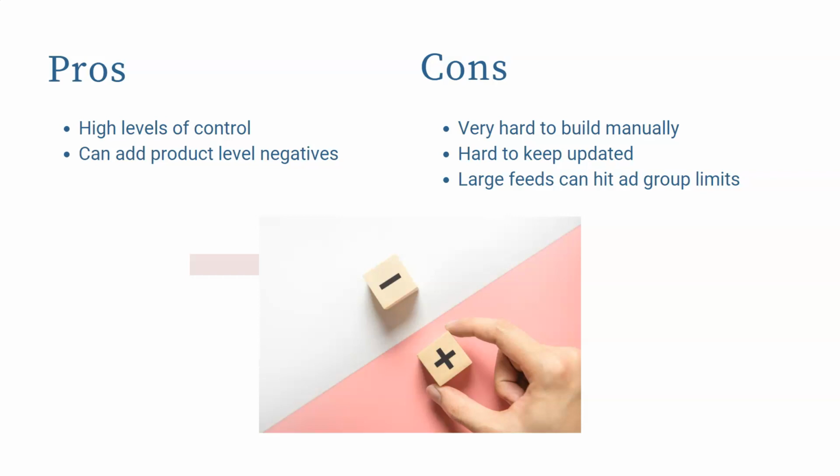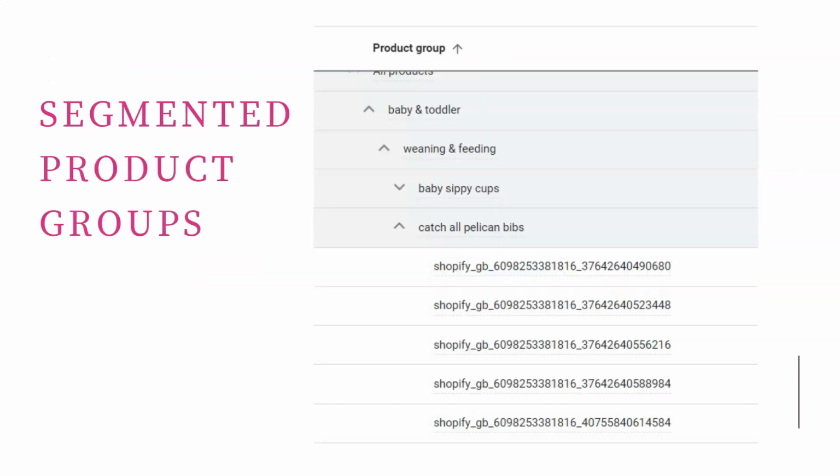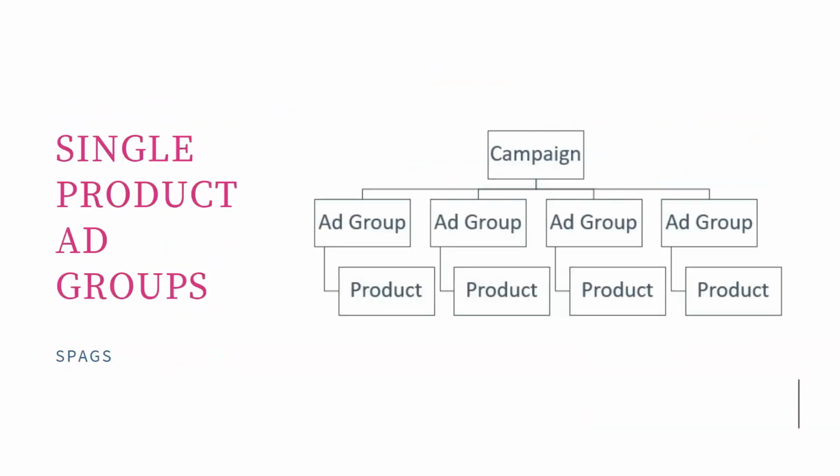So there you go, a very brief overview of the ways that you can structure your shopping campaigns. I would recommend for most people that we either do the segmented product groups or all products in a single product group version 2, where you actually split out item IDs from the all products product group. Okay, hopefully you have found that useful.